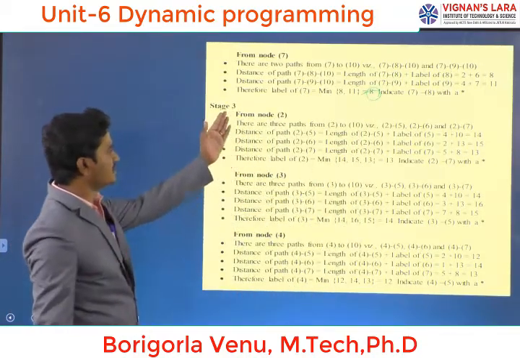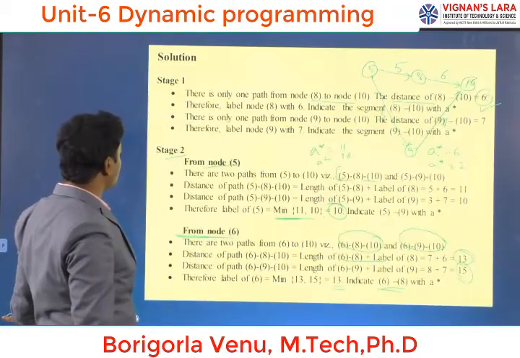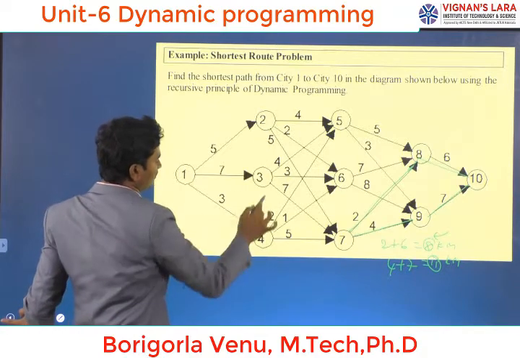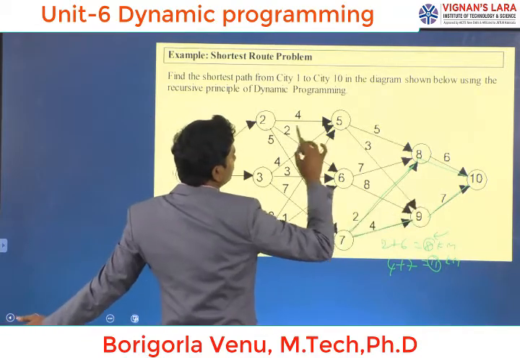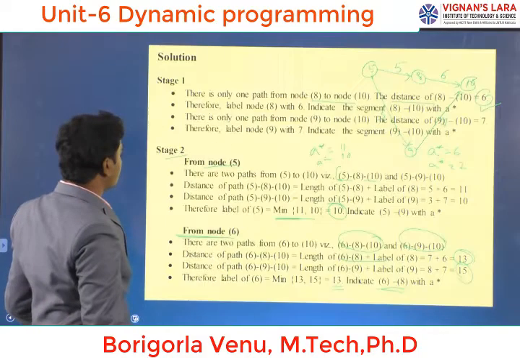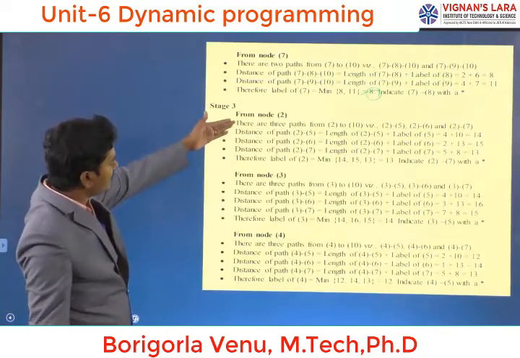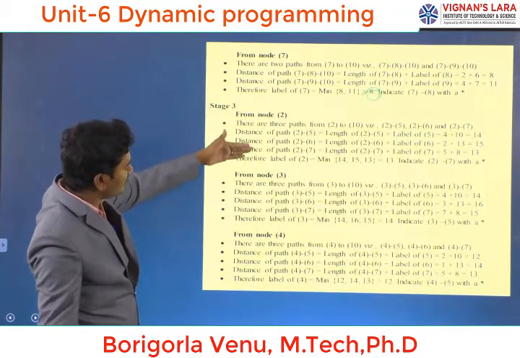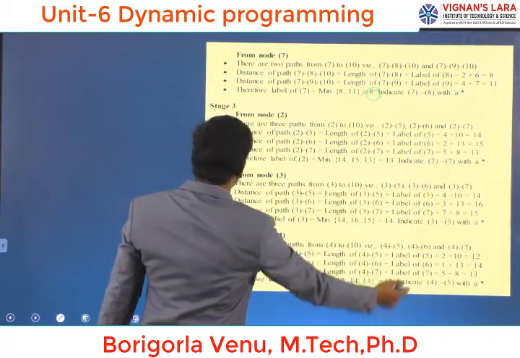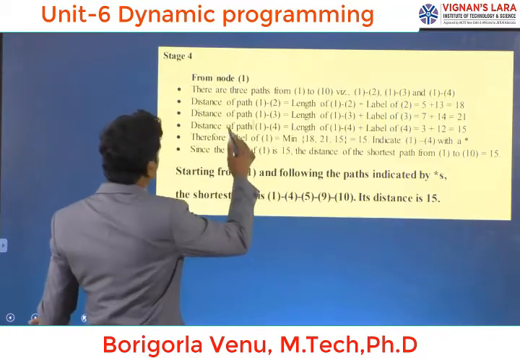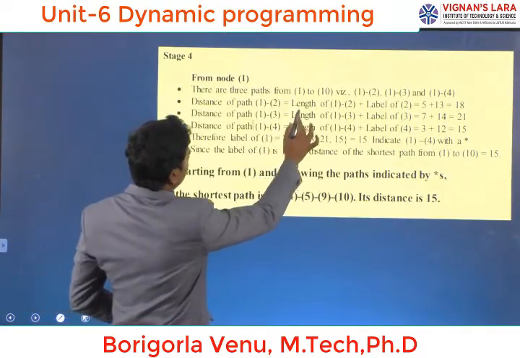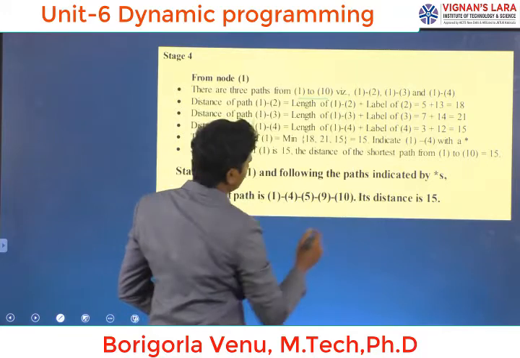Similarly, coming to the third stage, here we have the 3 nodes, 2, 3, 4. These 3 nodes are connected with 10, and we have multiple routes. So each route distance we have to calculate. Like previous calculations, the same we are going to calculate at these 3 nodes. Obviously we get the minimum values. Then finally node 1. At node 1 we calculated 1 to 10. We have the route set.